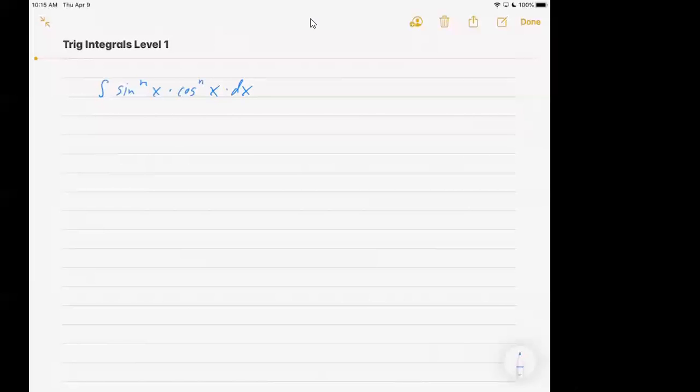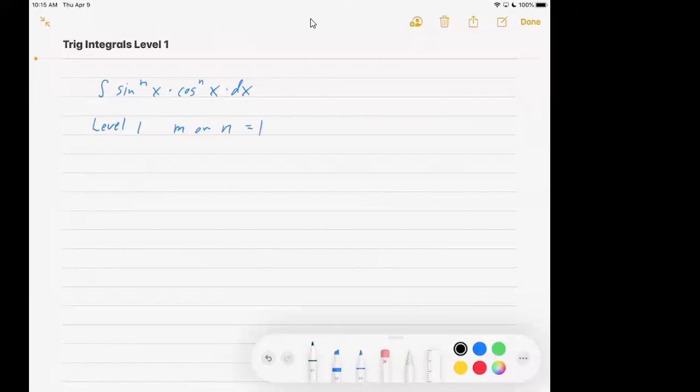So let's start with the really easy ones. Level one is something you actually already know how to do. Level one is where m or, the word or is key, n is equal to 1. Either m or n could be 1 or both. So let's look at an example of this and see why it's easy. The reason it's easy is because you already know how to do it.